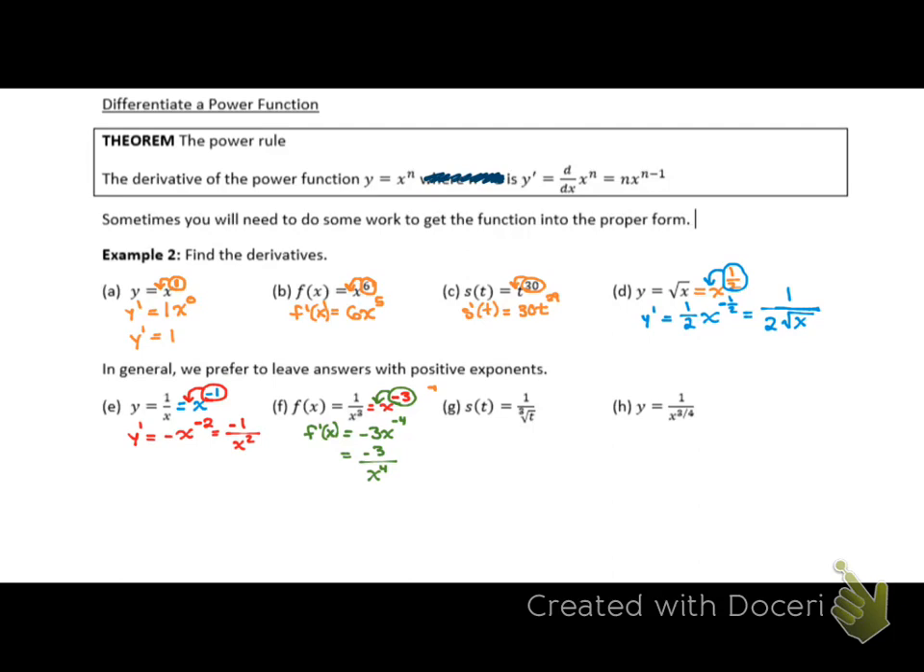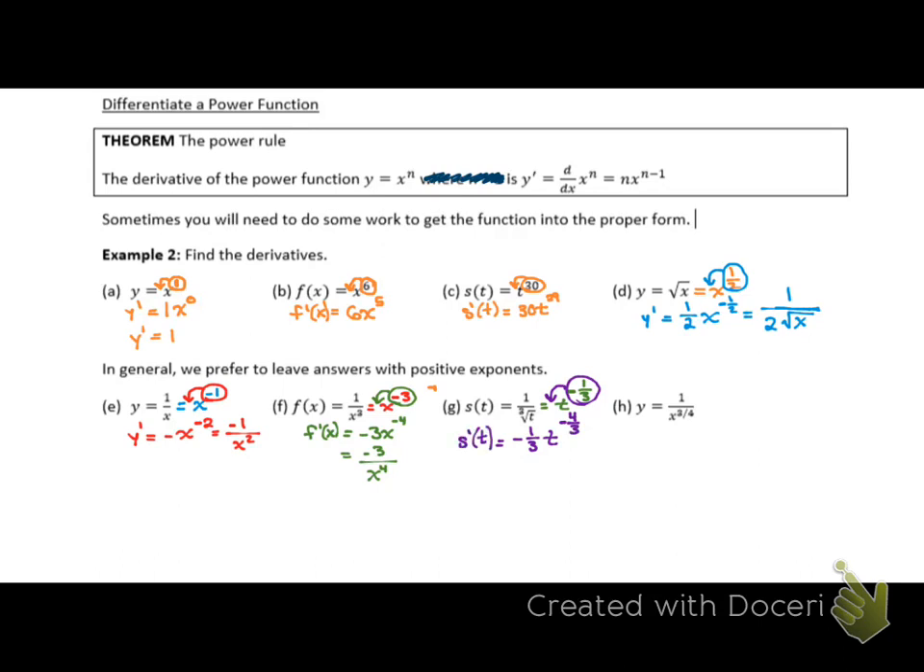For g, this is the same thing as t to the negative 1/3. It's negative because I have to move it to the top. It's 1/3 because it's a cube root. Now I apply the power rule. So I take that negative 1/3 and I put it in front. So we get negative 1/3 t, and negative 1/3 minus 1 is negative 4/3. That's s prime of t.